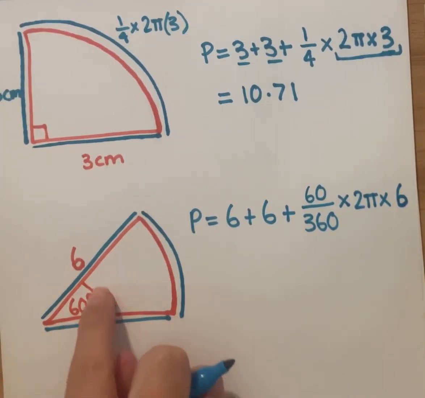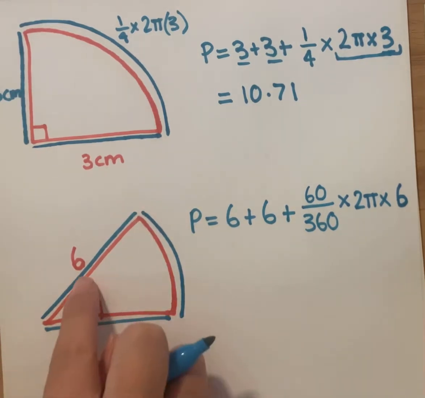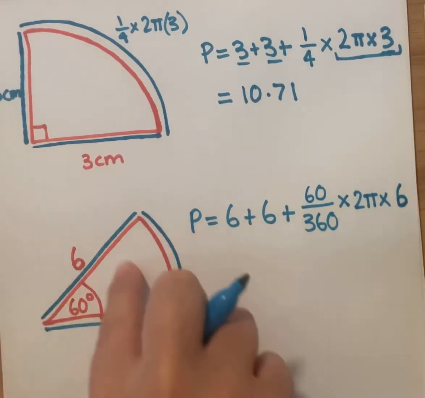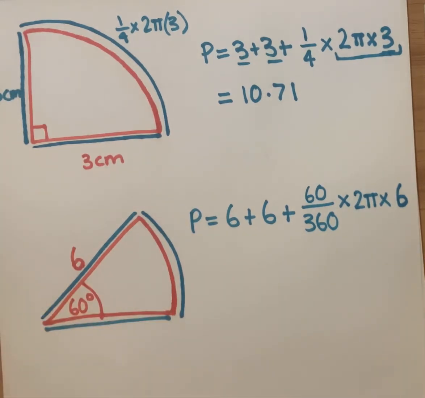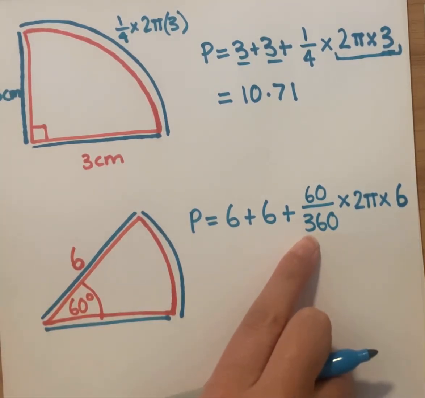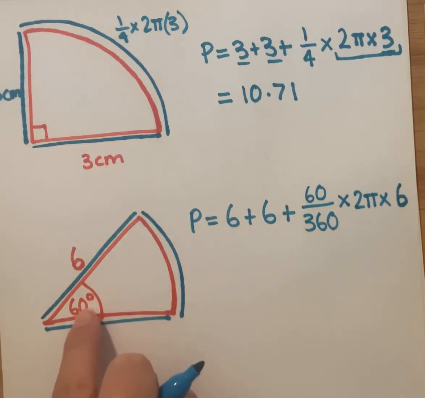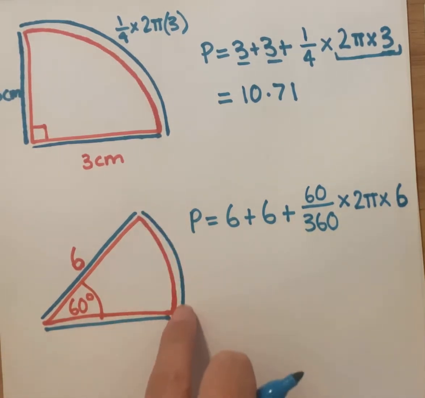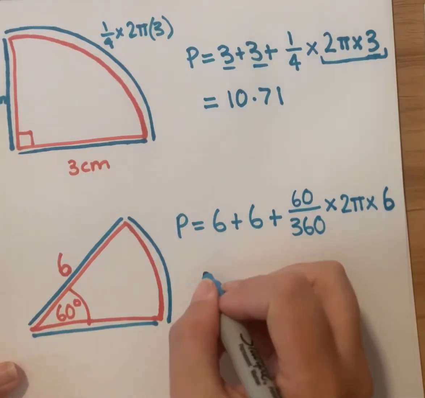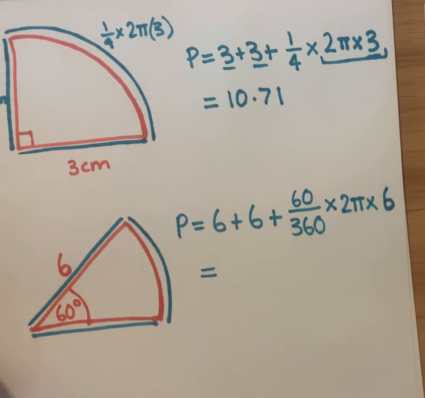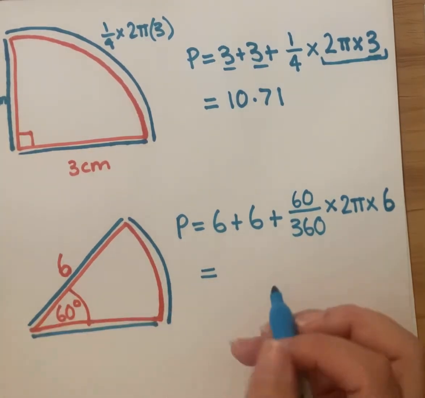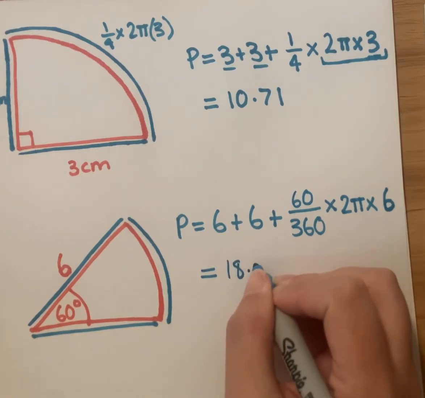But in this case, we couldn't see straight away, so we just had to use the angle. And we said, well, if we're looking at only 60 degrees here of the circle, we know that a full circle is 360 degrees. We know our fraction is 60 over 360. So if you know the angle inside, then you can easily work out the arc length as long as you've got the radius as well. So we can do this on a calculator. 6 plus 6 plus 60 over 360 of our circumference, 2 times pi times 6, is 18.28.